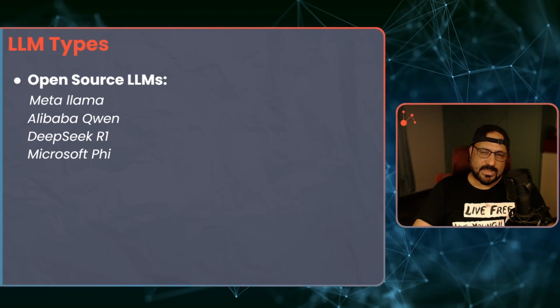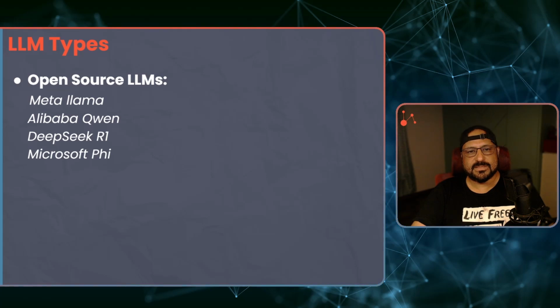So now let's look at the types of LLMs. There are mainly two types. One is open source LLM. Open source means the parameters, weights, and code are freely available to the public, and anybody can download and change it or use it.